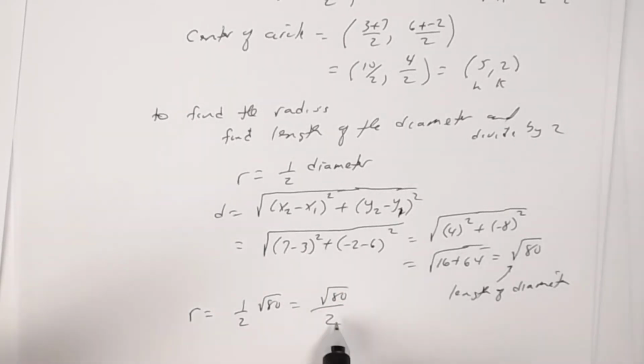Now don't make the mistake and say 2 goes into 80, because that's not 80, that's the square root of 80. So don't say 2 into 2 is 1, 2 into 80 is 40. You know that's not possible. That's not a true statement. All right, so that's the length of the radius.